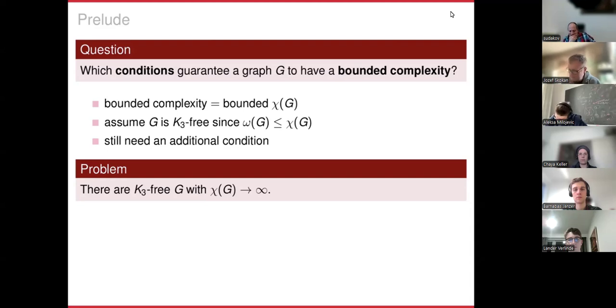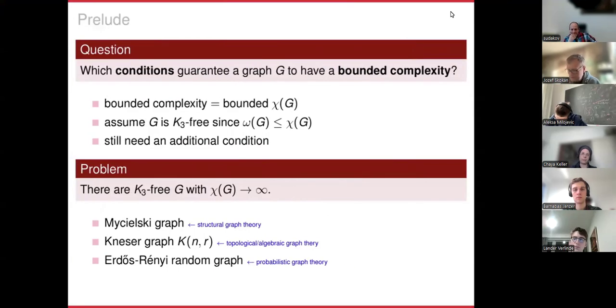So let me give a few examples. The first one is the so-called Mycielski graph, which is a recursive construction that starts, for example, from an edge, and at every step takes the previous graph and makes it larger, and it has two properties. It preserves triangle-freeness, and at every step you increase the chromatic number by one. So clearly, these graphs have an unbounded chromatic number, despite the fact that they are all triangle-free. This construction comes from structural graph theory.